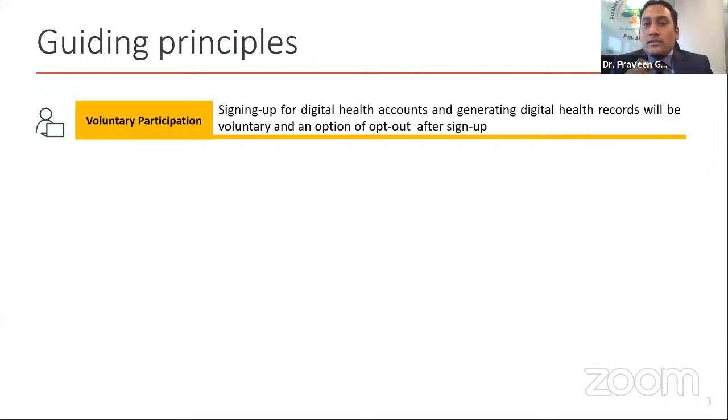Before coming to the components of NDHM, a very important thing: this is purely a voluntary initiative, and this has been officially declared by the government that we will not make it mandatory. If you are willing as a doctor, hospital, or as a patient to be a part of this initiative, you can come in. Otherwise, you can opt out of it. You rather don't even join.